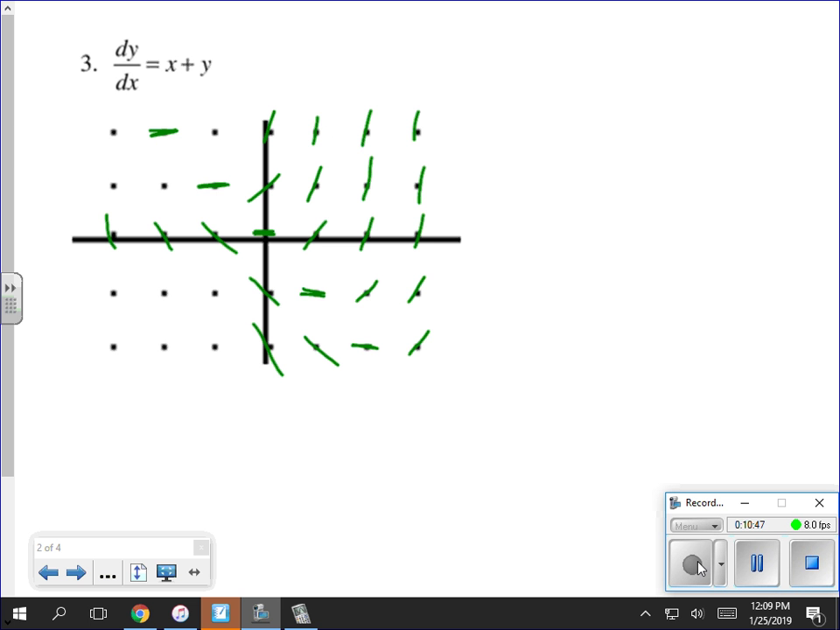Same thing happens along the vertical. So this is going to be a positive 1 here. This is going to be a negative 1 here. It's going to be a negative 1 and negative 2. Negative 1, negative 2, negative 3, negative 4. Negative 1, negative 2, negative 3, negative 4, negative 5. Okay.